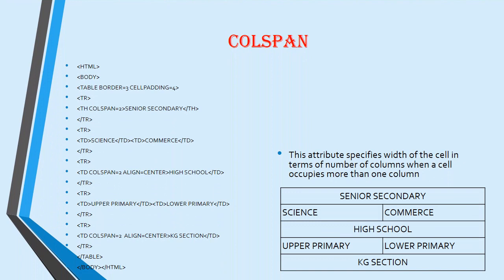What is a colspan? What is a colspan? Colspan means it is an attribute that specifies the width of the column in terms of the number of columns when a cell occupies more than one column. So you can see here in the figure, you will understand. That means here 2 columns should be there, but it is becoming a big cell. This cell is a big cell, right?